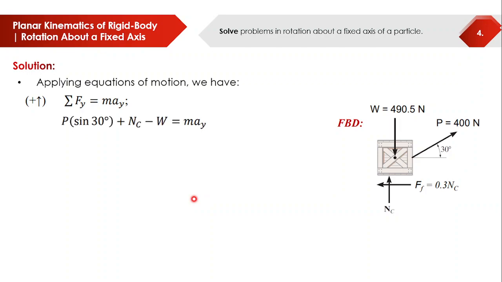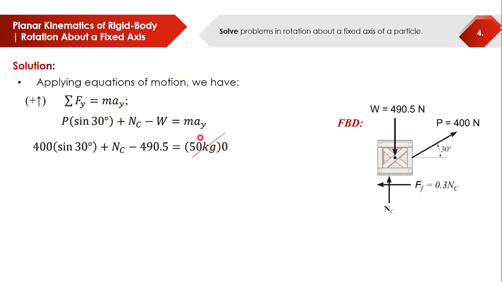So the forces along y are three. We identified three forces acting along the y-axis. That will be your weight, the vertical component of the force P, and the normal component of our friction. So that would be positive P times sine 30, which is the vertical component of our pulling force, plus positive N sub C, since it acts upward, minus the weight, since it is exerted downward. So that would be negative W is equal to mass times acceleration sub Y, or the acceleration along Y.